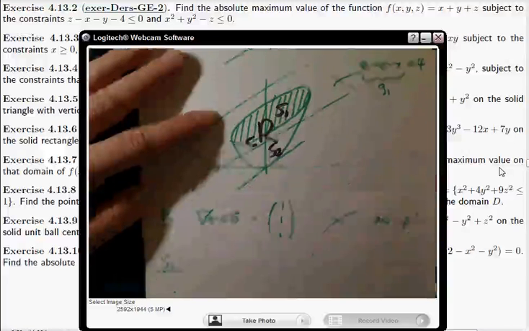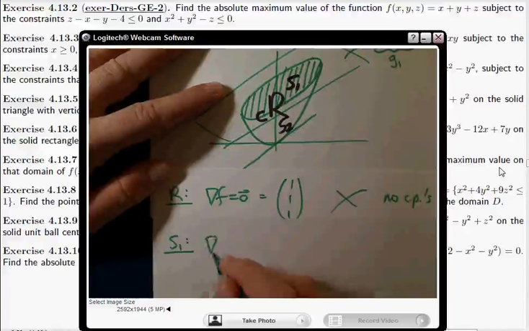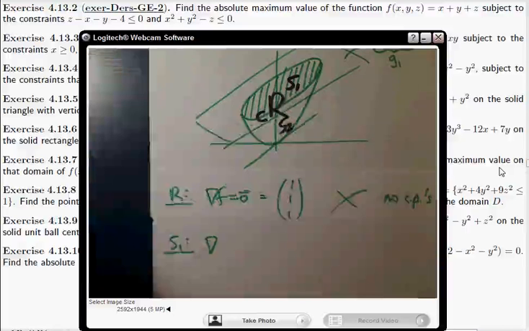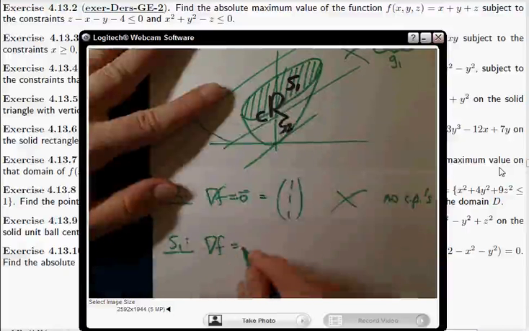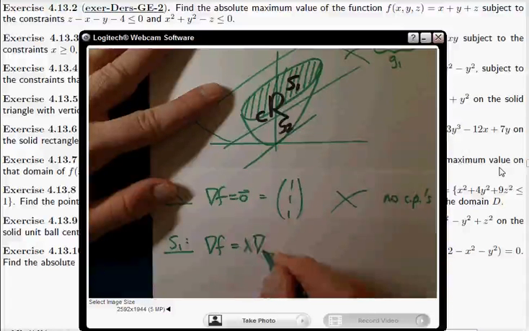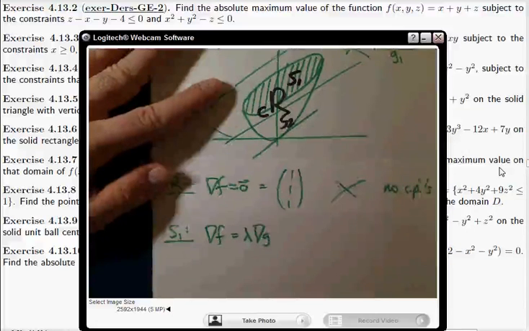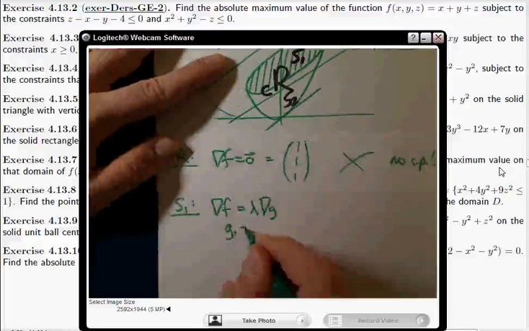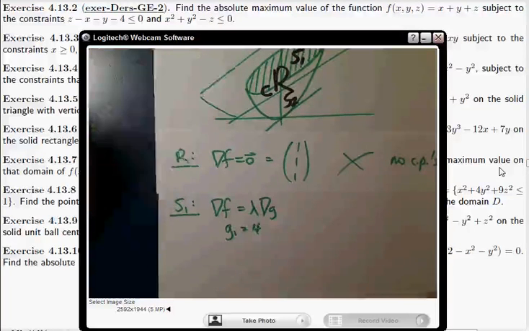Since it's a single constraint, I'll write down the single-constraint Lagrange equation: gradient of f equals lambda gradient of g. And I want to solve this little system of equations.